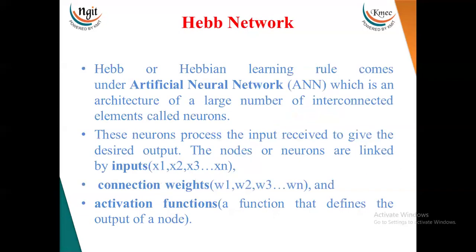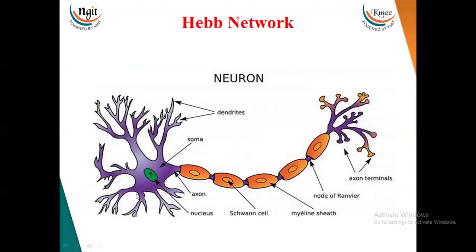Now, the next concept is the Hebb network. So what is meant by the Hebb or Hebbian learning rule, which is an architecture of a large number of interconnected networks. It will have the connection weights, inputs, and activation functions, and it will define the rule in order to maintain the network. So whenever this is a Hebb network, you'll have all these things. We know soma, dendrites, all these are dendrites. Axon is there. This is your nucleus. And these are the myelin sheath, the node of Ranvier, and the axon terminals. So this is a basic neuron.